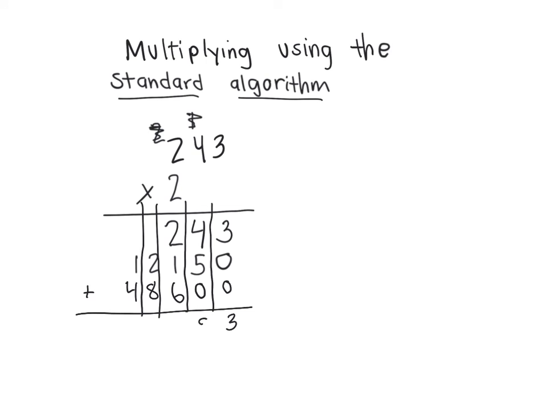4 plus 5 is 9. 2 plus 1 is 3. Plus 6 is 9. 2 plus 8 is 10. And then 1 plus 1 is 2. Plus 4 is 6. And my answer is 60,993.